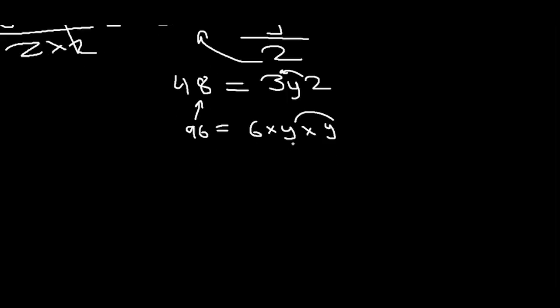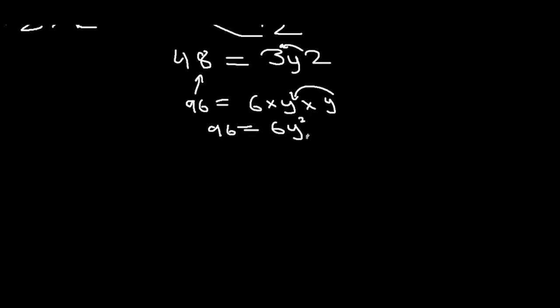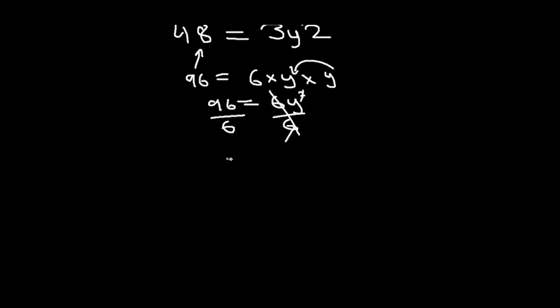there's 2, and we get 96 equals 6y squared, because there's 2 of them, so you get a little 2. And then you divide this side by 6 and this side by 6, which cancels out this and the squared. So you get, where's my calculator? So you get 16 equals y.